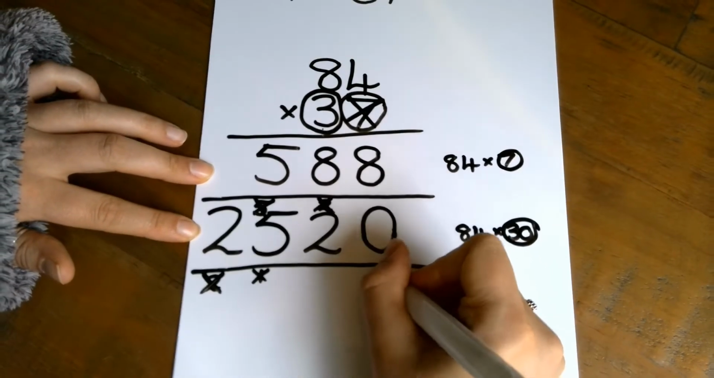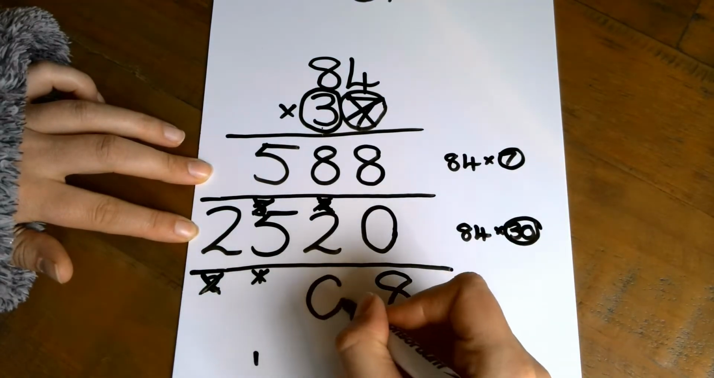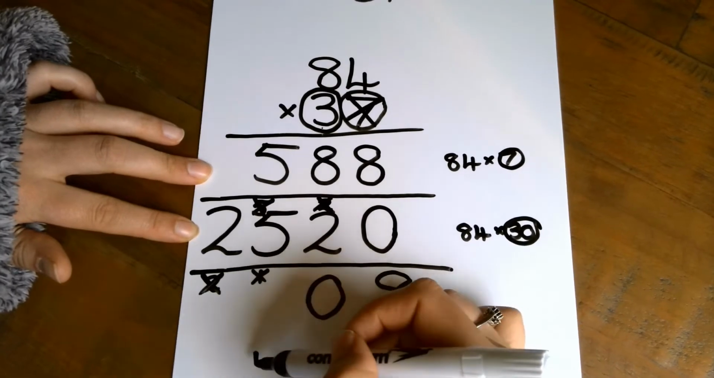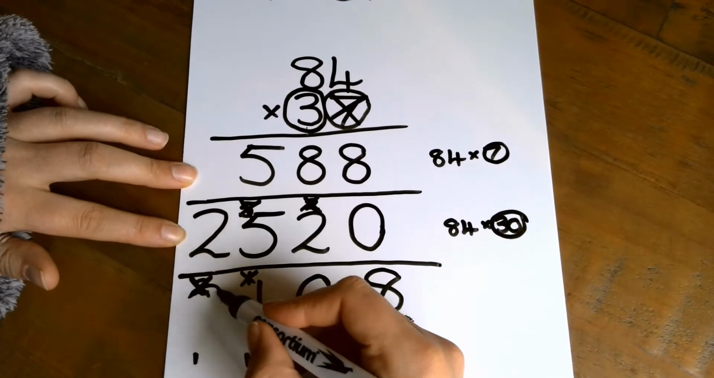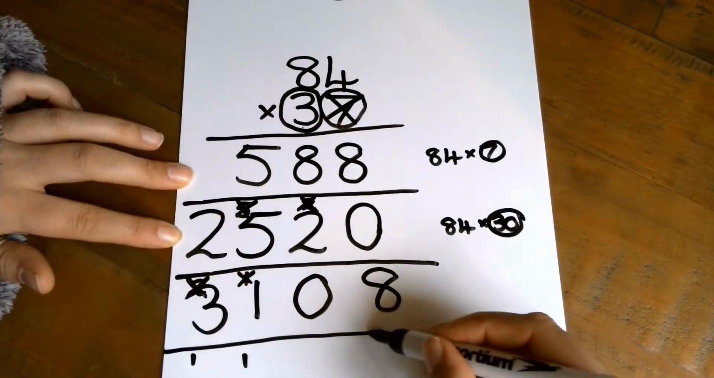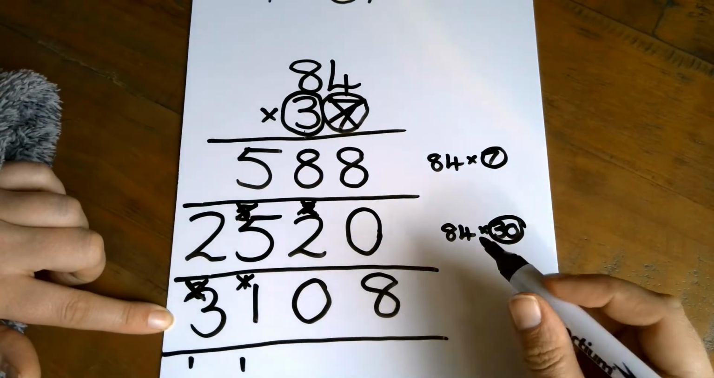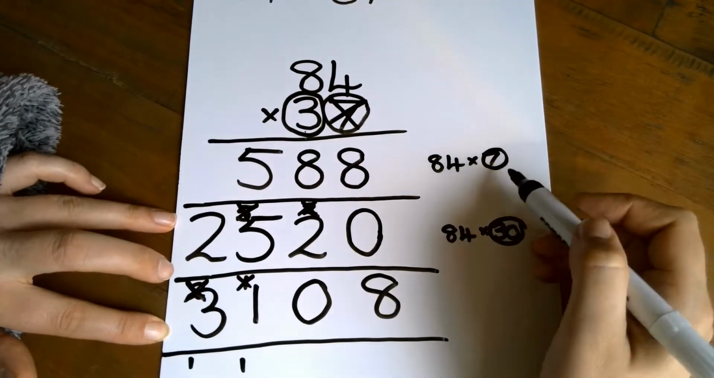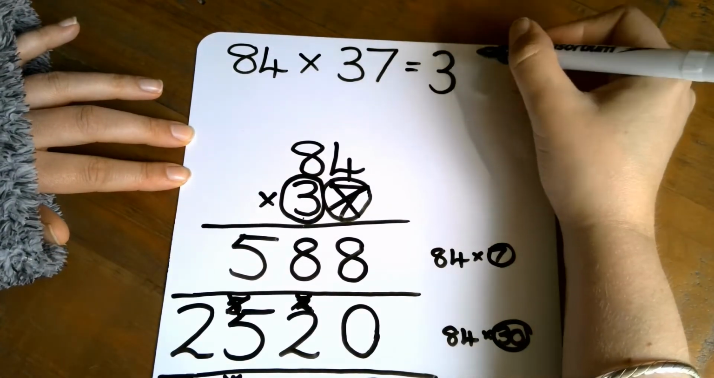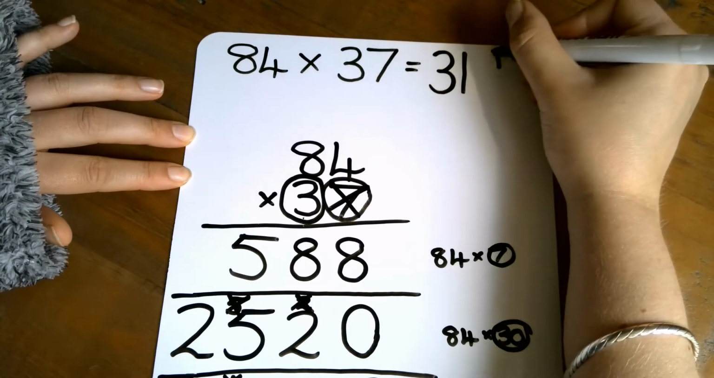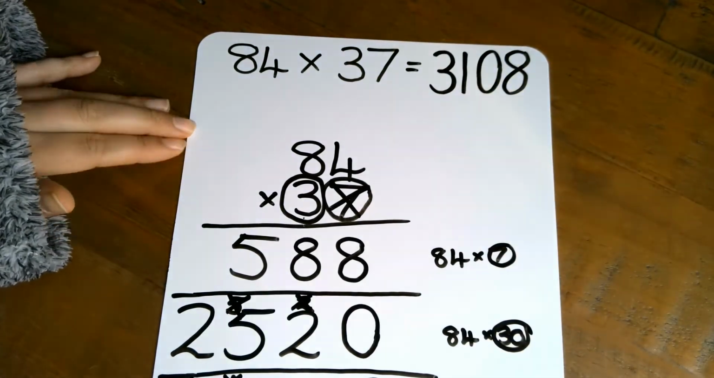8 add 0 is 8. 8 add 2 is 10. 5 add 5 is 10, and 1 is 11. 2 and 1 is 3. 3,108 is 84 times 37. 3,108.